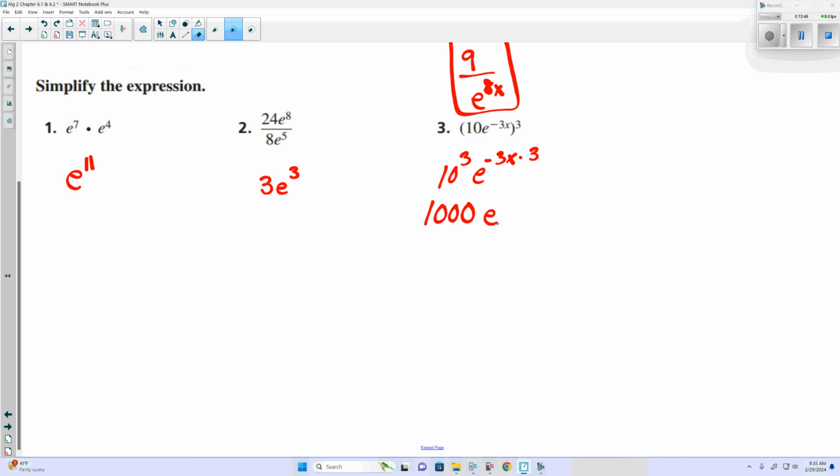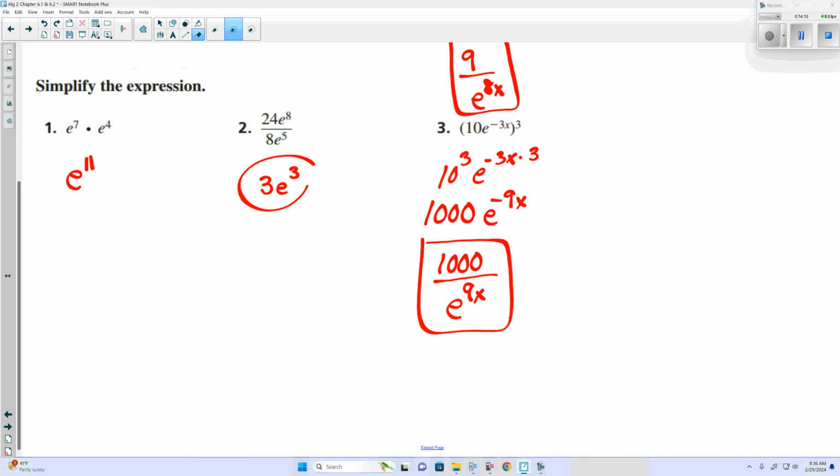Negative 3x times 3 is, I think you did cubed. Because powers of powers multiply. So we're saying that we have e to the 3x multiplied by itself 3 times. So we add those 3's together. 3, 6, 9. Now because it's negative, we have to just move it to the bottom. Move it downstairs.